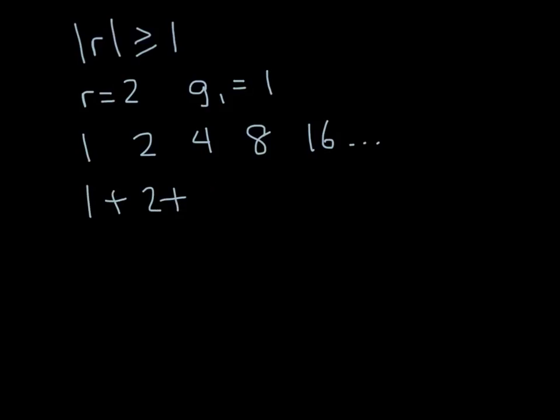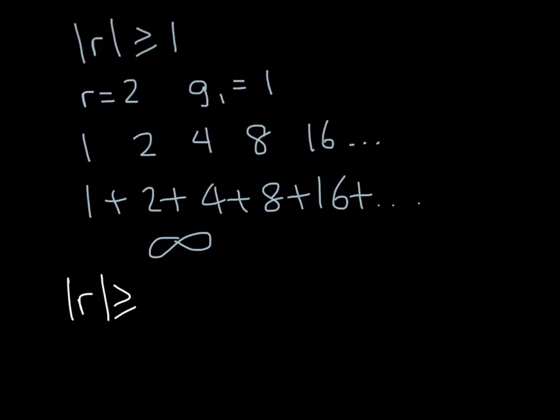Let's think of an example of a geometric sequence whose r is greater than 1. Let's just say something like r equals 2, and we'll just say the first term equals 1. So our sequence is 1, 2, 4, 8, 16, and so on. If our series were to go on forever, meaning we add all of the terms of this sequence, then we can easily see that our sum is just going to get bigger and bigger until it reaches, in effect, infinity. So in other words, in the case where the absolute value of r is greater than 1, the sum is infinity.